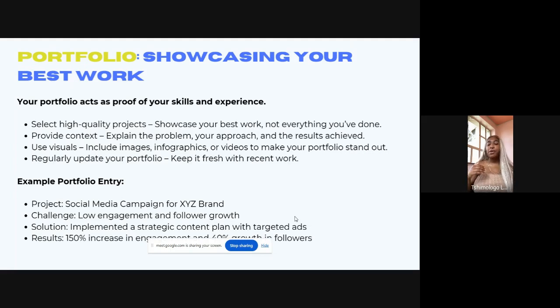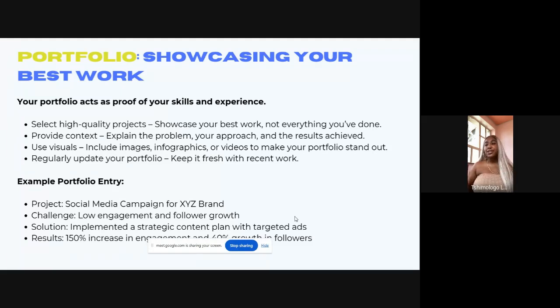So what was the problem? What were you trying to solve? What were the results? What did that do for the clients? That's a definite big thing in terms of your portfolio. Most people do come and say, I'm not entirely sure what to put in my portfolio. Again, if you're not sure, ChatGPT is your best friend. It will give you a guide on how to set up a portfolio according to the niche that you're in. So it really depends on what niche you're in.